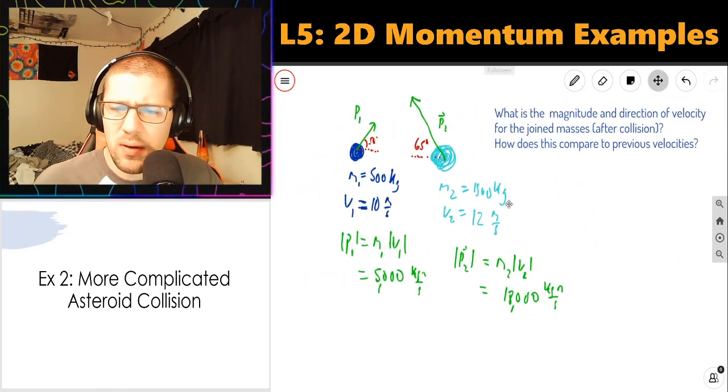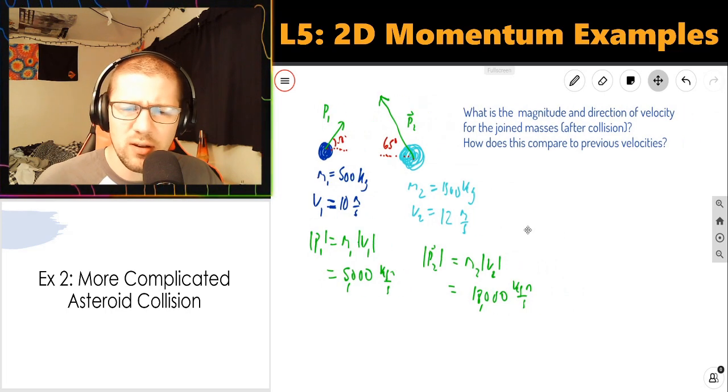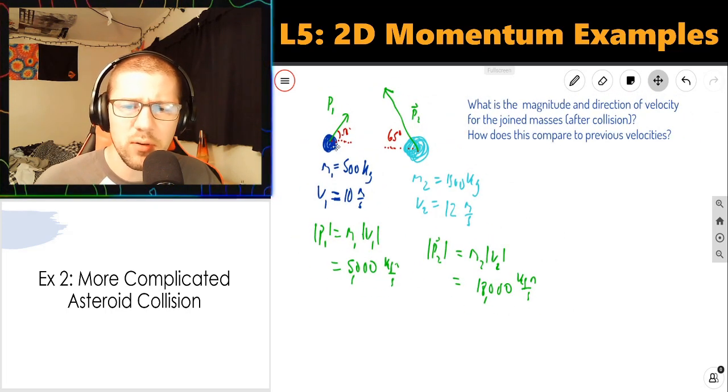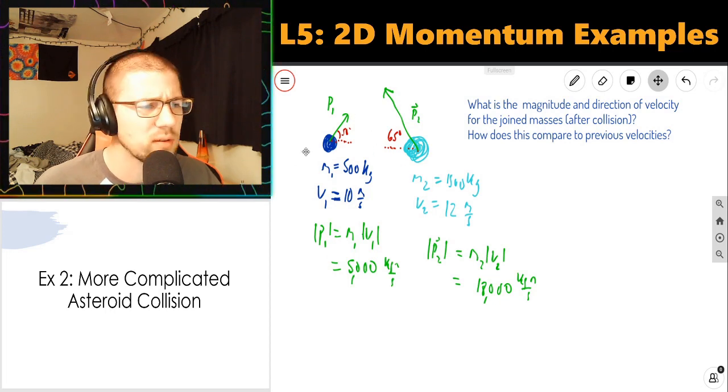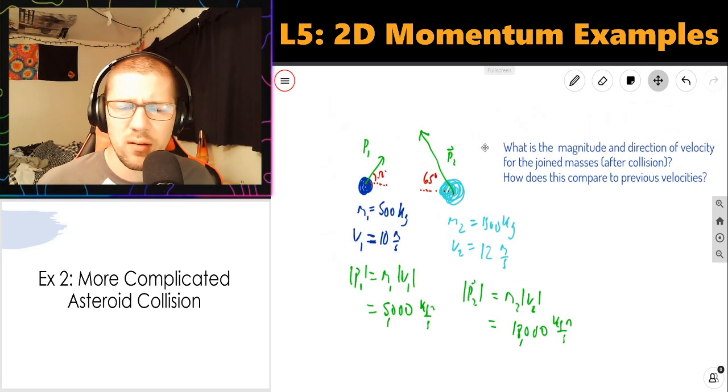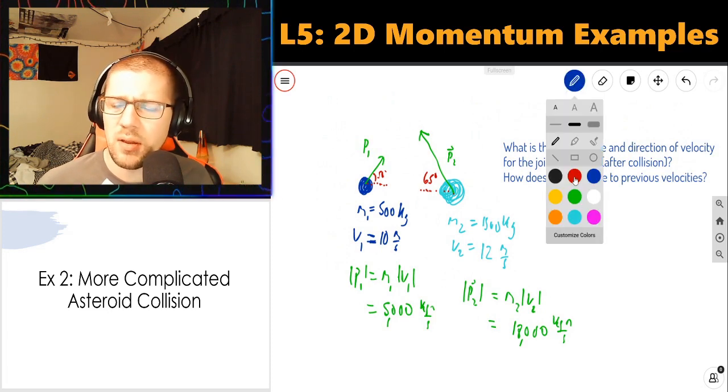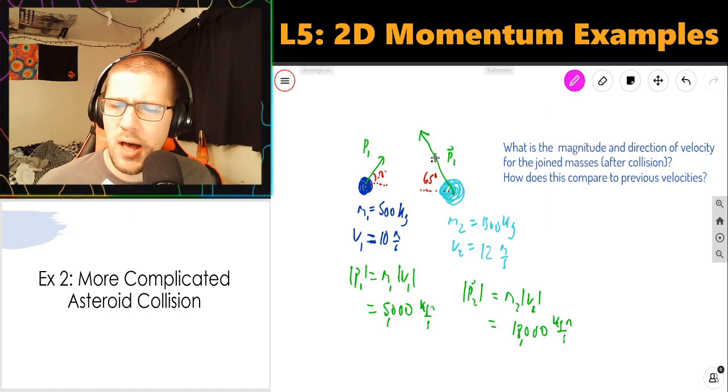So what I'm going to do now is just add up these momenta. We're going to decompose these momentum vectors into their parts, add them up, and then momentum must be conserved for this system. So it should be pretty much just that simple.